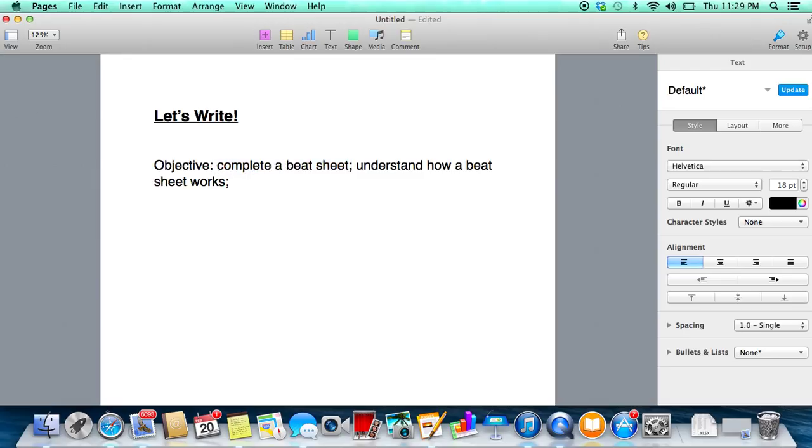So a beat sheet, the term was actually coined by Blake Snyder, a Hollywood screenwriter. And he wrote a book about story structure called Save the Cat. And he wrote a sequel to that called Save the Cat Goes to the Movies. So if you want further information about the beat sheet, then I would definitely recommend reading the book.